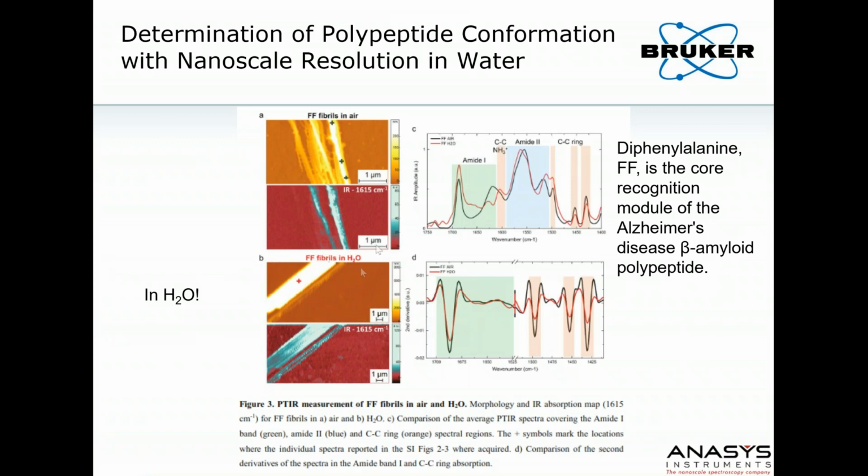And so we compare at the top the AFM-IR spectra in air to the spectra in water, and you can see there's differences because the molecular conformations and so forth change quite a bit. So the diphenylalanine is the core recognition module of the Alzheimer's disease beta amyloid polypeptide. And again, we can do second derivative spectroscopy, and we can see differences between the spectra in air and water.